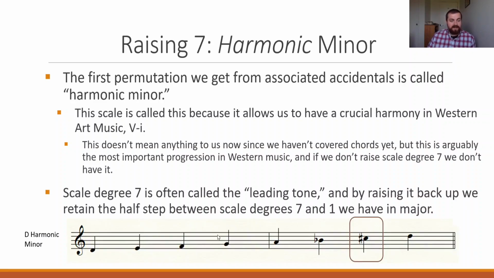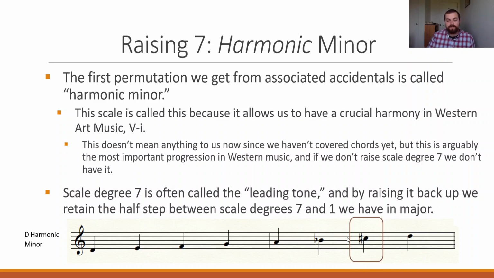So what that looks like is this. We have D harmonic minor down here. We've got what we had before. We have B flat and now C sharp. Scale degree 7 is often called the leading tone. And by raising it back up, we retain the half step between scale degrees 7 and 1 we have in major. Remember the pattern is whole, whole, half, whole, whole, whole, half. We now have added back in that half step, which is actually pretty crucial in terms of thinking about the hierarchy of our pitches.